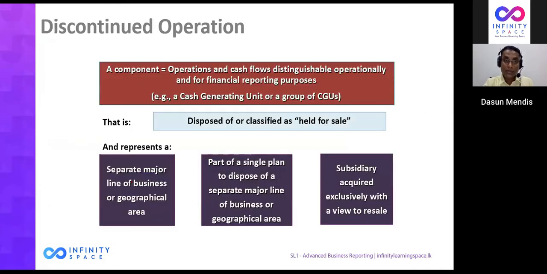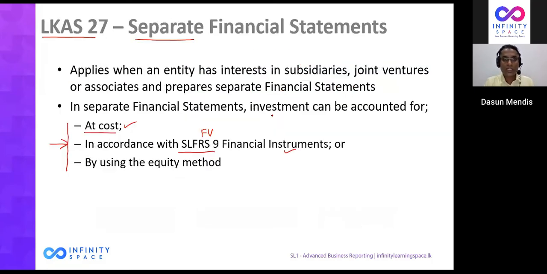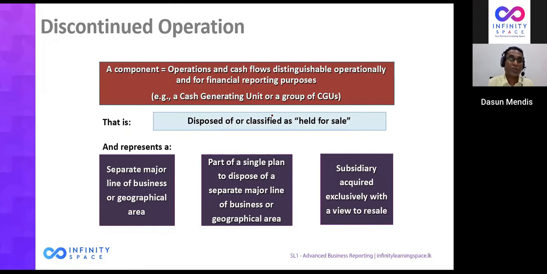Then, in addition to the acquisitions, if I go back here, he was talking about this person getting rid of non-value added activities. Maybe the organization believes that some of the activities they are carrying out, maybe the logistic operation, maybe the power and energy sector, are not adding any value. It doesn't have any strategic fit with the other businesses that the company is undertaking. So I might decide to sell one of these SBUs, one of these divisions. Then it would be a discontinued operation.